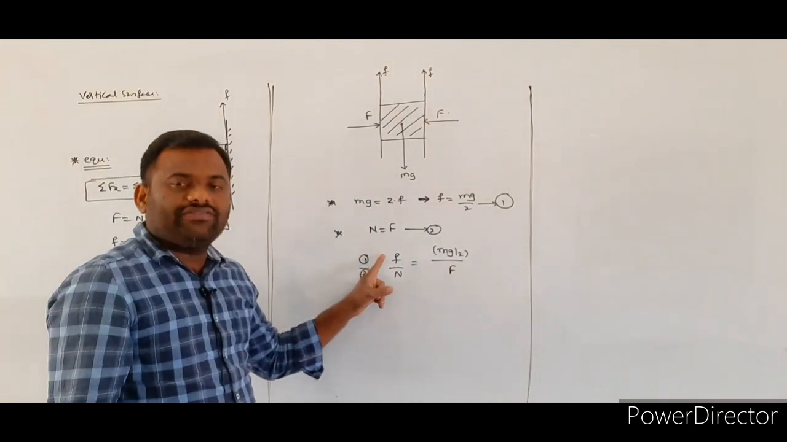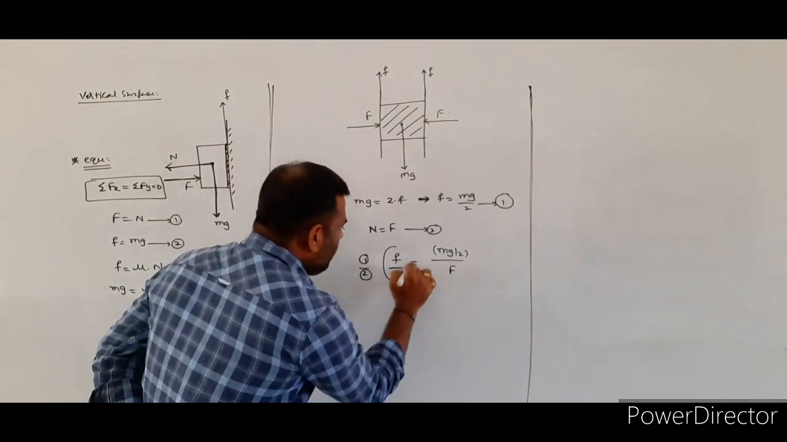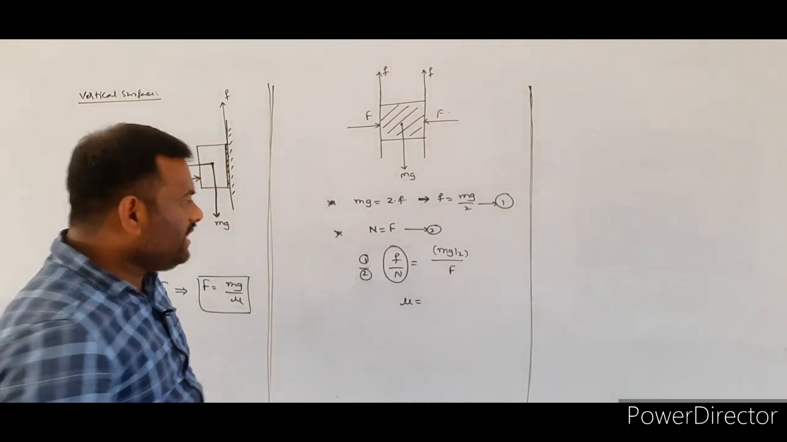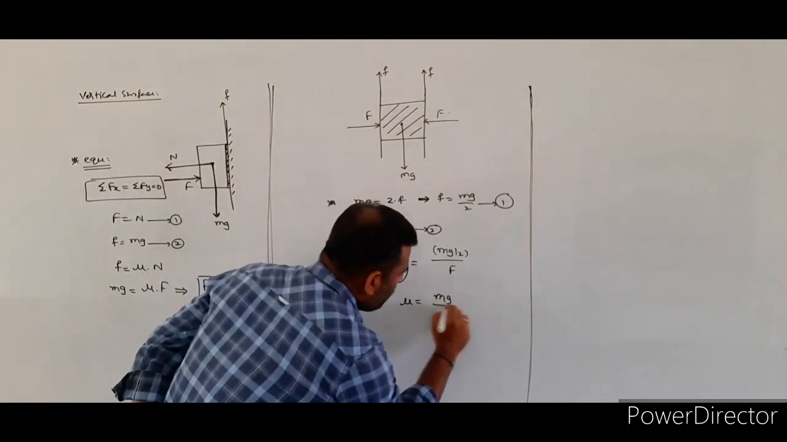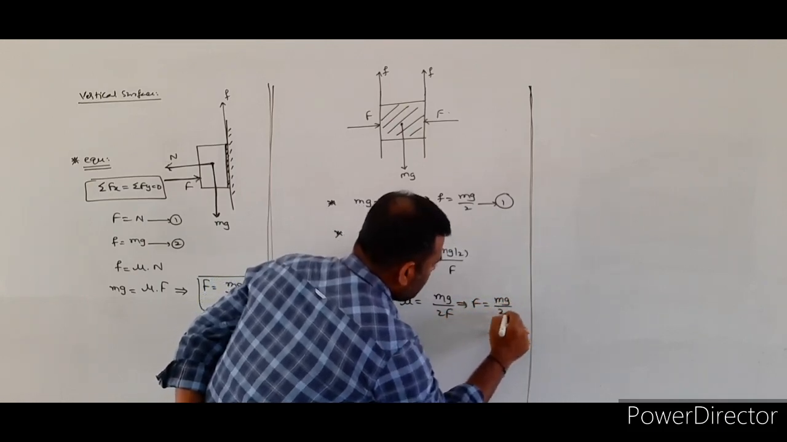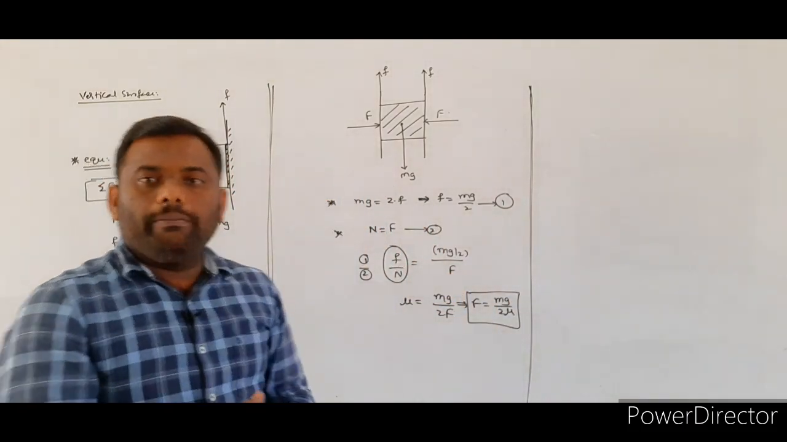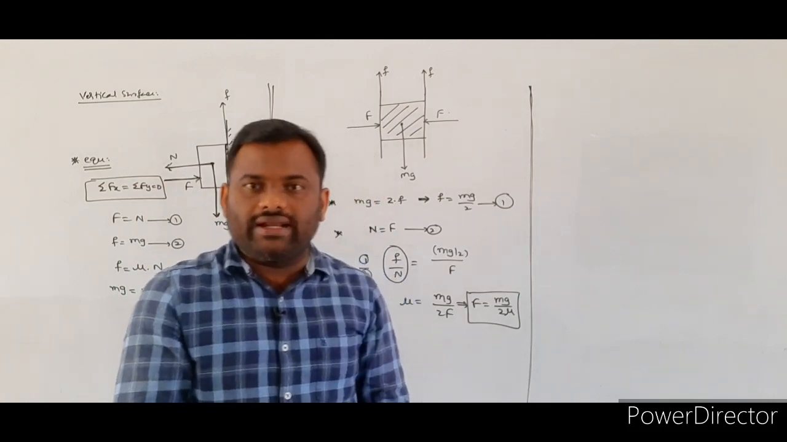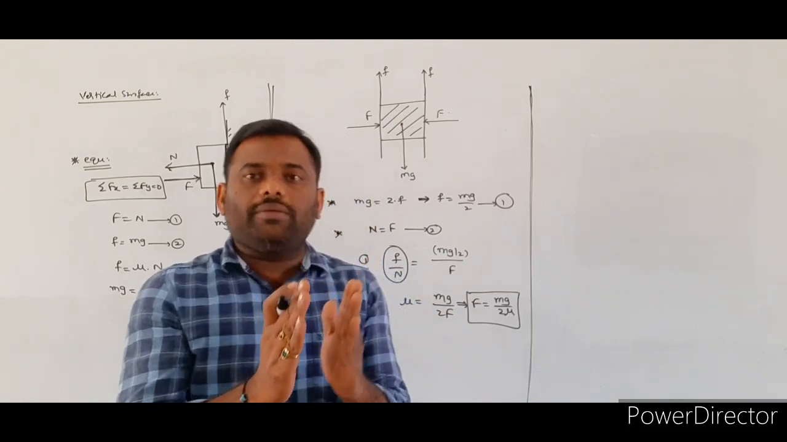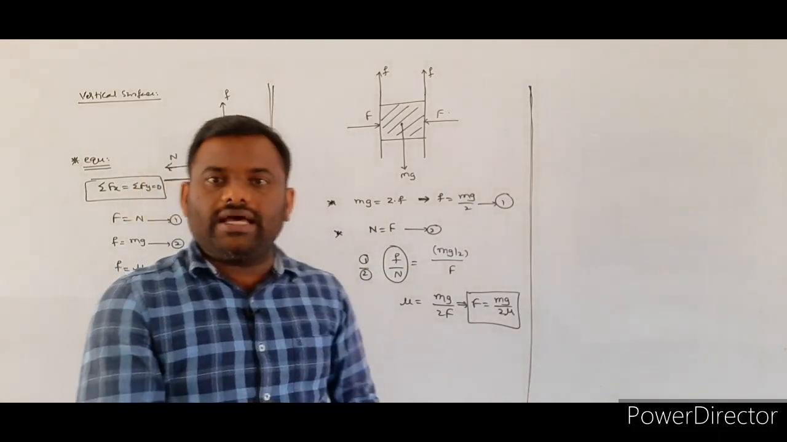Already we know that friction F is equal to mu into normal reaction. So F by N is nothing but the coefficient of friction, and this value becomes mg by 2F. Therefore, F is equal to mg by 2 mu. So this is the minimum required force which must be applied by every hand to keep the block at rest in between the two hands. This is another application.